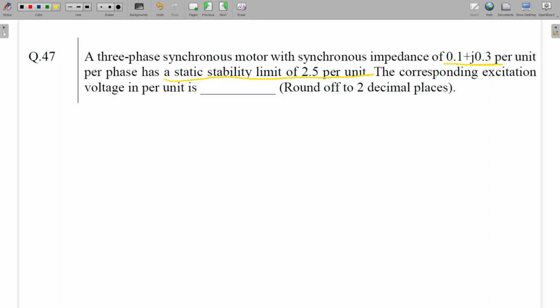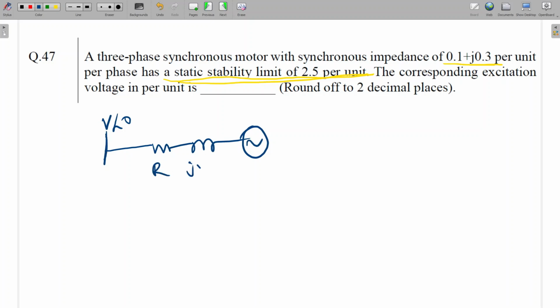For any synchronous motor question, what will be the first step? The first step is to draw the single line diagram. What is the meaning of this stability limit? It is the maximum power transfer capability of the motor. So first I am going to draw the single line diagram of a synchronous motor. Here this is the terminal voltage V angle 0, then R and X, and then the motor. Here we are supplying the power to the motor. This will be R, jX, and here will be E angle minus delta, the EMF of the motor.